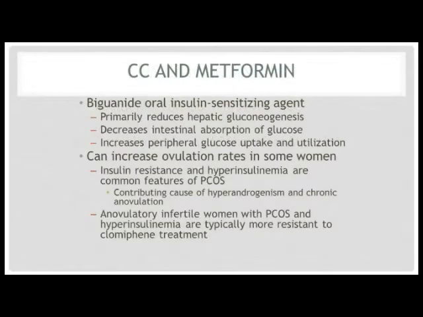What about metformin? We've talked a lot about PCOS today, and a lot of women with PCOS are on metformin. Metformin is a biguanide. It's an insulin sensitizer. It decreases hepatic gluconeogenesis, increases intestinal absorption of glucose, and increases peripheral glucose uptake and utilization. So it does increase ovulation rates in some women, especially women that show insulin resistance. You can find insulin resistance by doing a fasting insulin. The book answer is a 2-hour glucose tolerance test. Check their A1C, make sure they're not pre-diabetic.